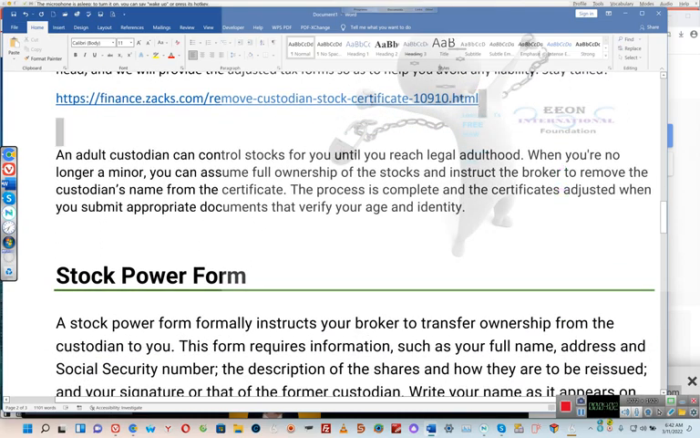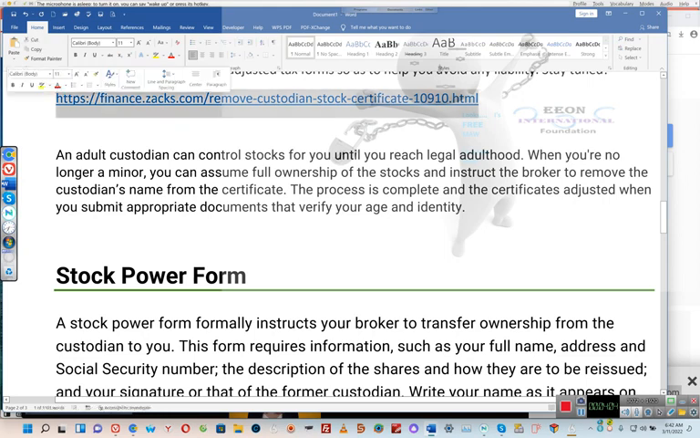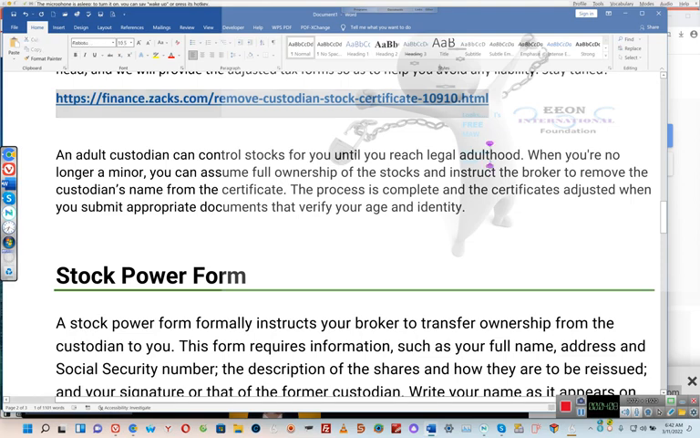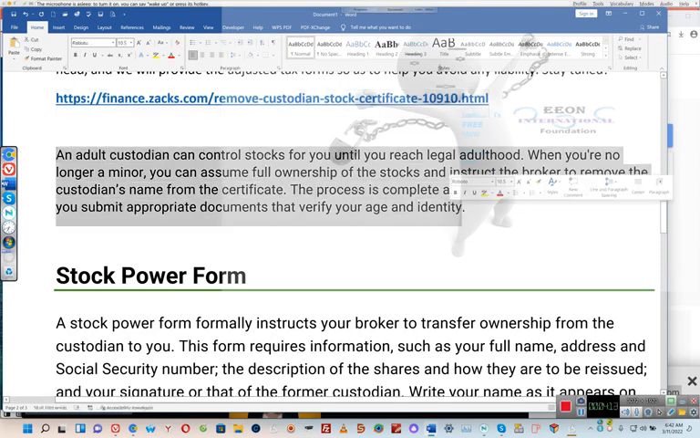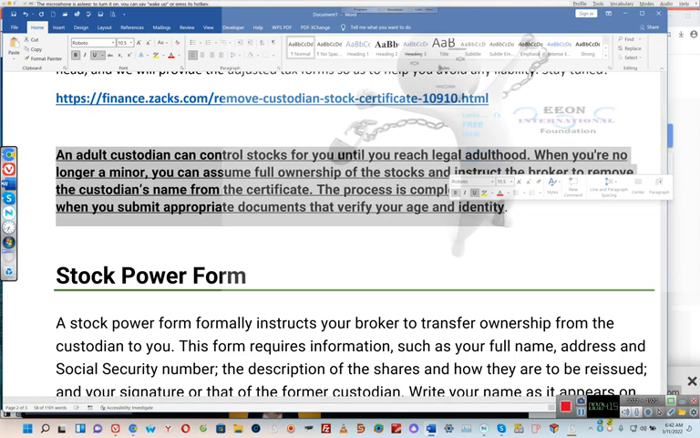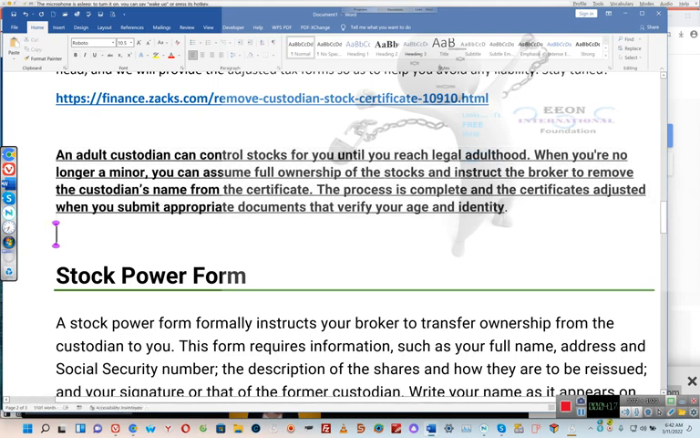An adult custodian can control stocks for you until you reach legal adulthood. When you're no longer a minor, you can assume full ownership of the stocks and instruct the broker to remove the custodian's name from the certificate. The process is complete and the certificate is adjusted when you submit appropriate documents that verify your age and identity.